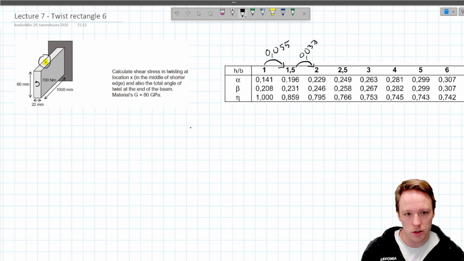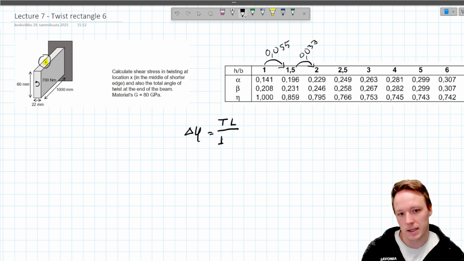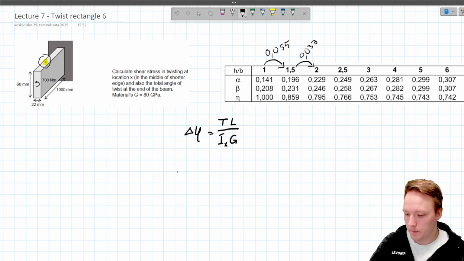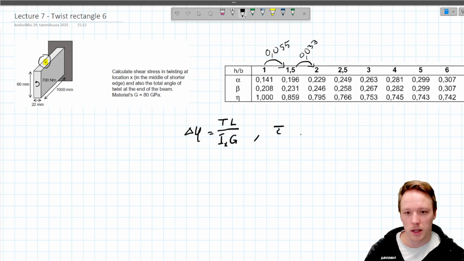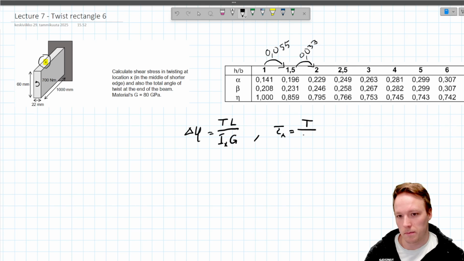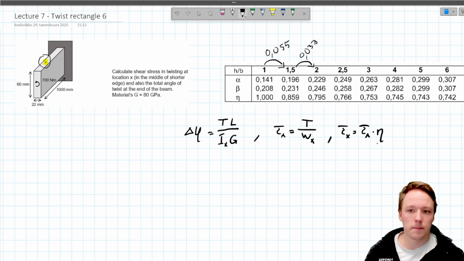So let's write here the equation. The equation was T times length divided by Ix multiplied by G. Then for the stress, we need two equations. Firstly, we must calculate the shear stress on the longer side, which we will call tau A. That is torque T divided by Wx, and then finally the tau at location X will be tau A multiplied by eta, like so.